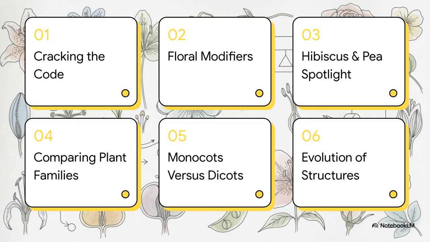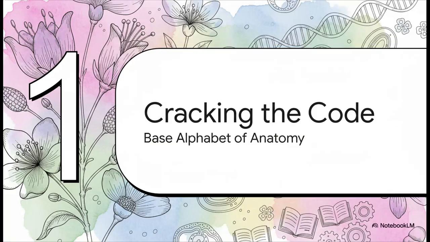Here is our agenda for today. First, we'll crack the floral code, run through a glossary of floral modifiers, and shine a spotlight on the formulas for the hibiscus and pea. Then, we'll compare major plant families, look at monocots versus dicots, and wrap up with the evolution of floral structures. Okay, let's jump straight into Section 1, Cracking the Floral Code, starting with our base alphabet of anatomy.